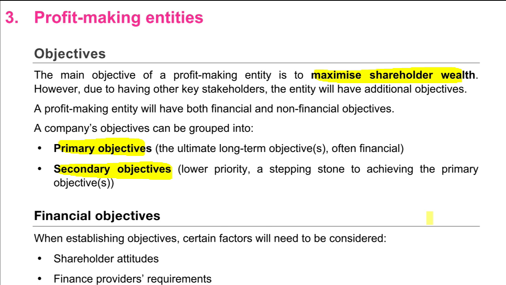Now, in terms of measuring the performance of a for-profit business, shareholder wealth is typically measured in terms of net present value, the value of the shares. So a shareholder is made wealthier by capital gain and by income.